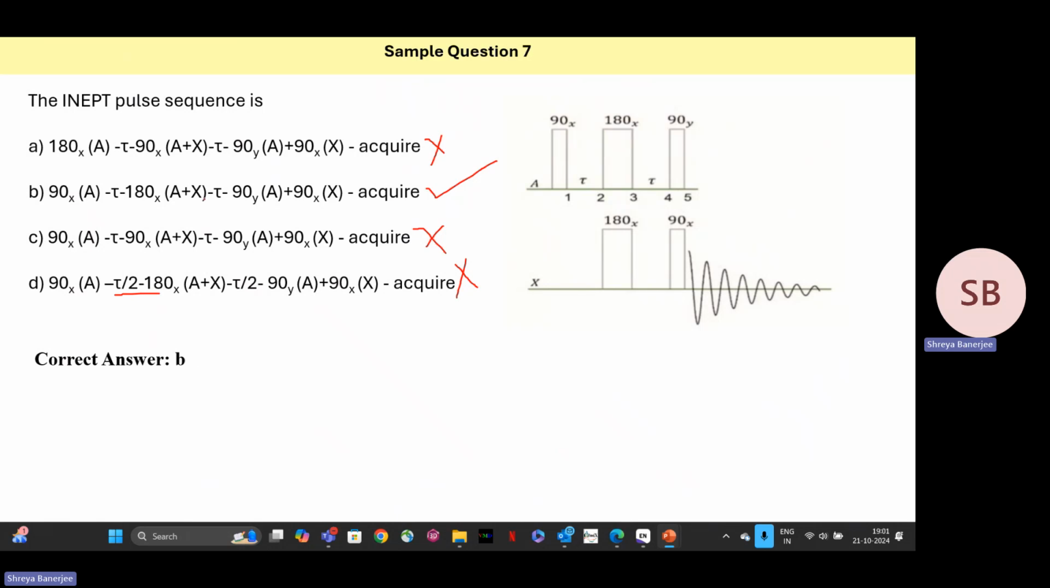Let us just continue along. After the 180x pulse applied on A and X, there's a time tau. Then there is a 90y pulse applied on A and a 90x pulse applied on X, after which the FID is acquired. So B follows this entire pulse sequence. So B is the correct answer.